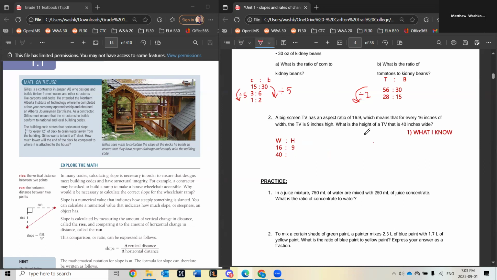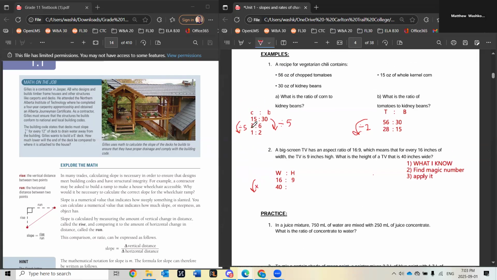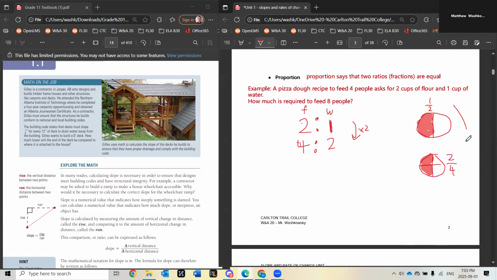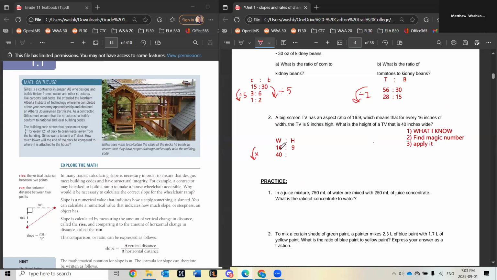So this is going to be something you're going to be doing throughout the next 4 months. So you're going to take what you know, you're going to find what I like to call find the magic number, and then 3 is you're going to apply it. So what does it mean? Find the magic number. Well, all I got to do is I got to figure out 16 times something gives me 40. Just like up here, 15 divided by 5 gives me 3, and this side divided by the same amount keeps that ratio in proportion. Just like up here, all I did was I times both of these by 2. I'm doing that same concept just with harder numbers.